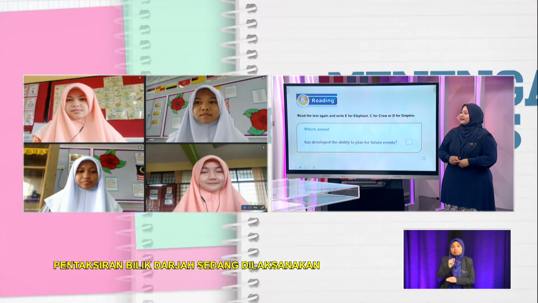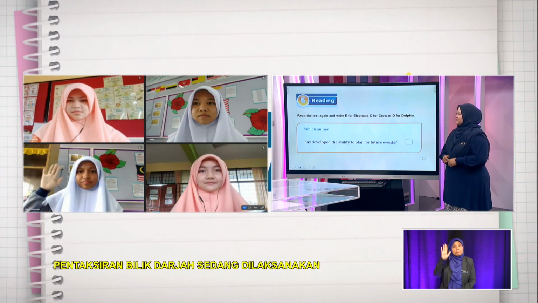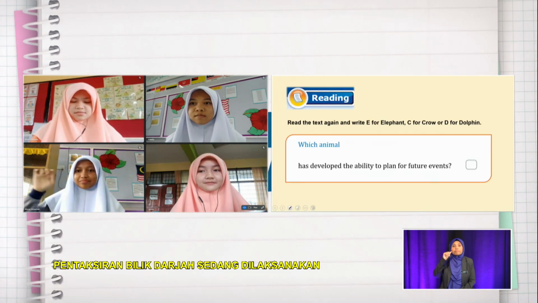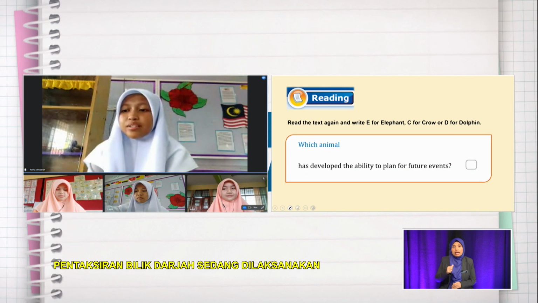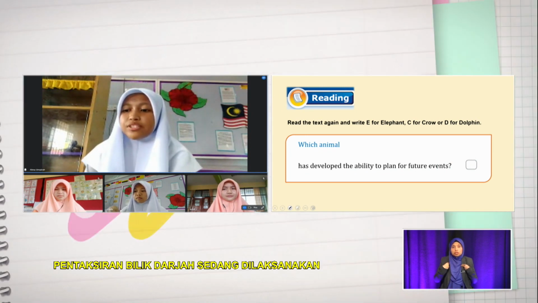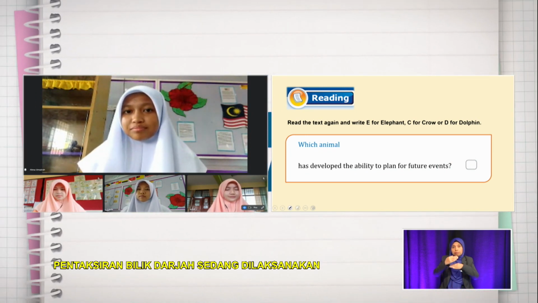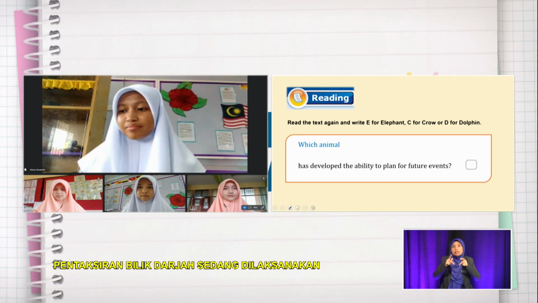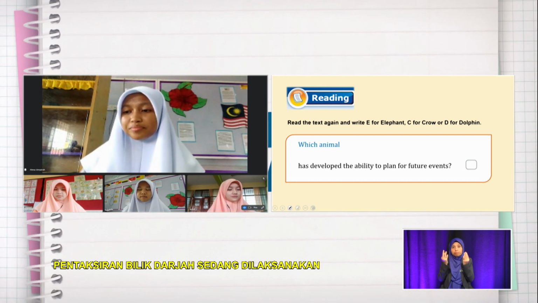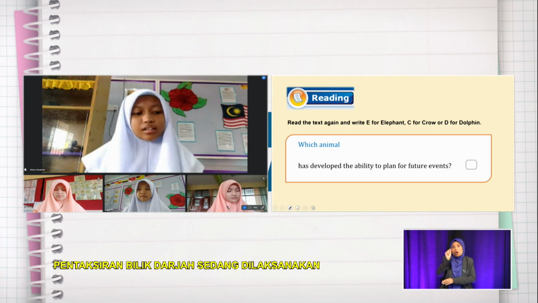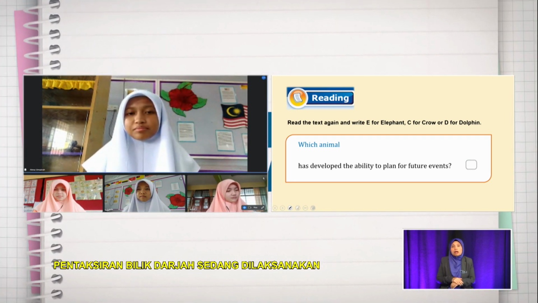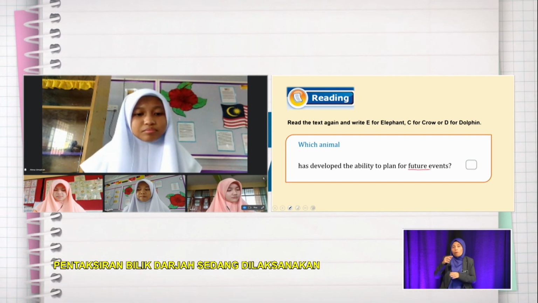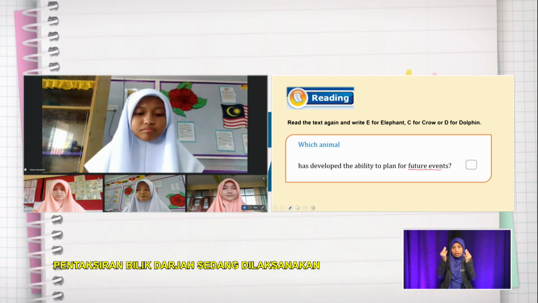All right, can I have another volunteer? Who would like to go next? Yes, Ahna. Which animal has developed the ability to plan for future events? All right, so what is the keyword from the question? Plan for future events. So can you please identify the similar keywords from the text? Which text is it?